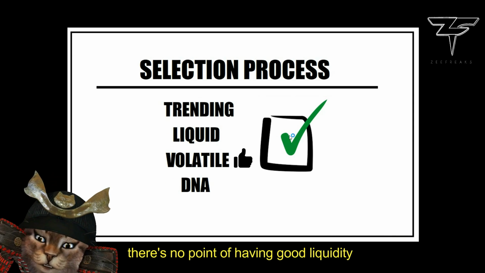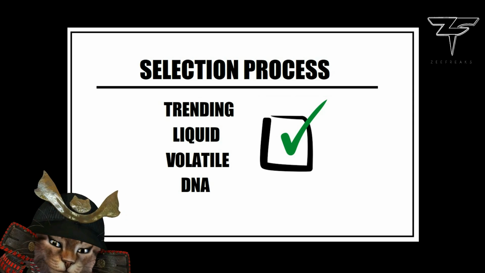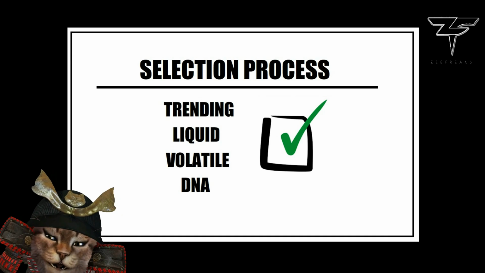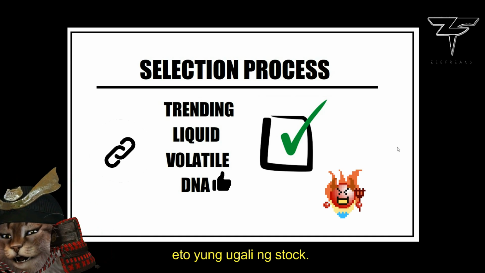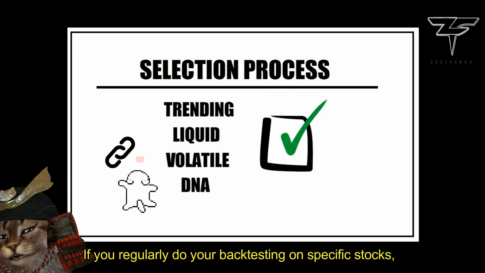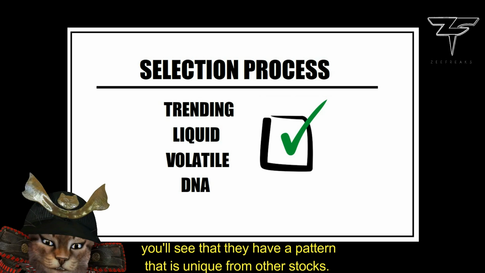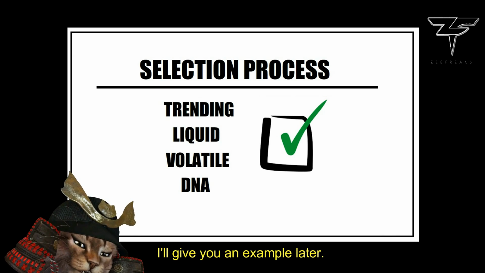Now, next on the list is volatility. Because in trading, there's no point of having good liquidity if your stock has low volatility. When given a choice, always choose the faster horse. Lastly, we have DNA. Now, when we say DNA, ito yung ugali ng stock. If you regularly do your backtesting on specific stocks, you'll see that they have a pattern that is unique from other stocks. I'll give you an example later.